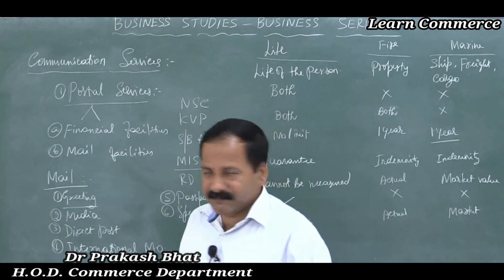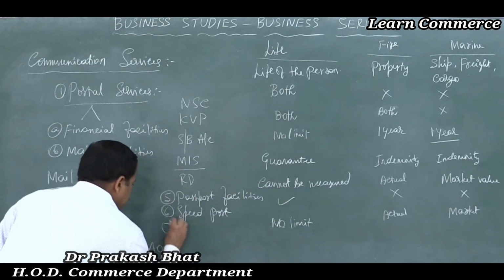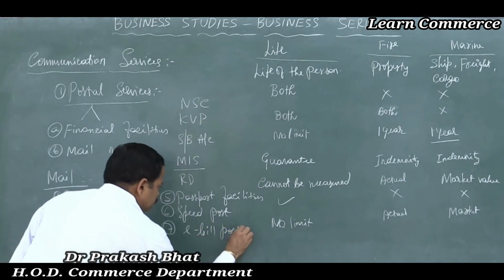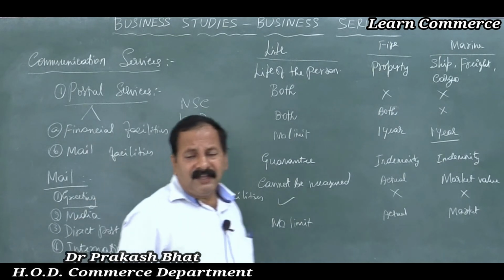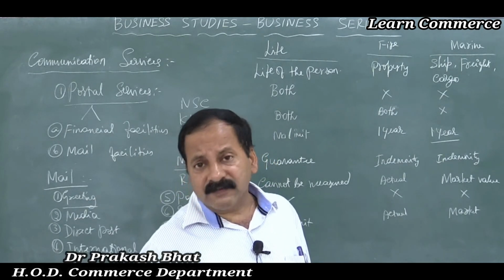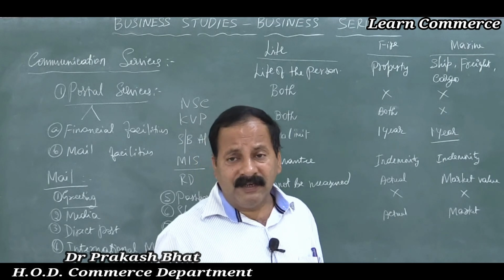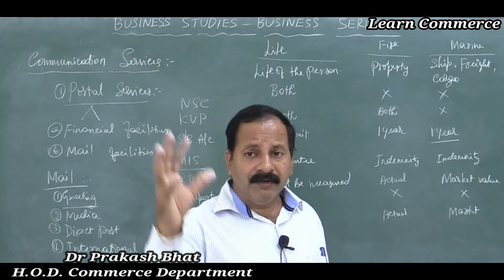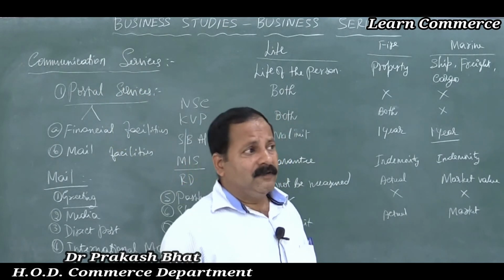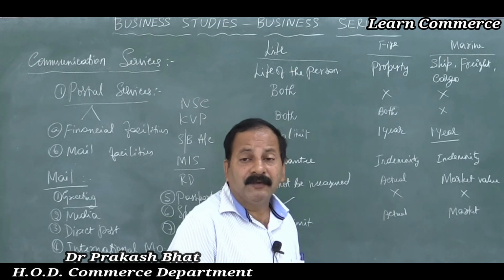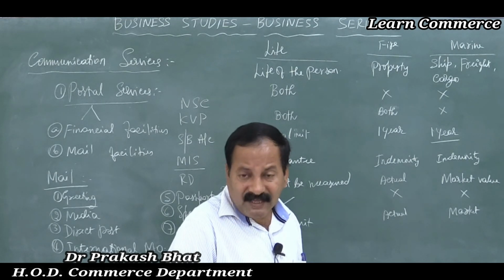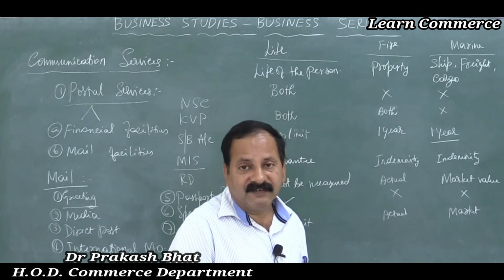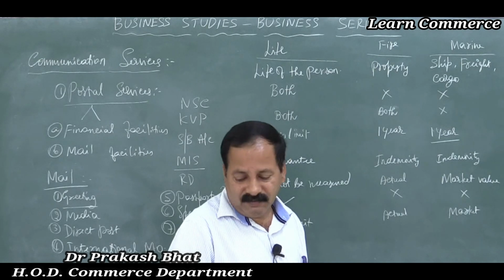Then e-bill post. Last one is e-bill post. That means post offices tie up with telecom companies like BSNL, Airtel, isn't it? You can pay telephone bills or any other amount in the post office itself, or electricity bill also you can pay through the post offices, isn't it? But they have tie up with those companies. So these are the different mail facilities that are provided by the post offices nowadays.